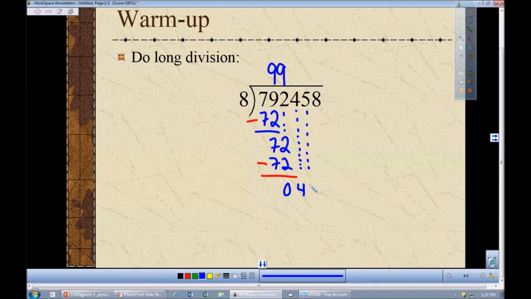Oh, but before I just start trying 8 into 45, I have to show that I didn't get anything in this column here. 8 goes into 4 0 times. I'm going to put a placeholder there. Placeholders are very important when we're doing division. We can't just skip over digits. Now, 8 does go into 45. 8 goes into 45 5 times. And beneath that, I'm going to write a 40.